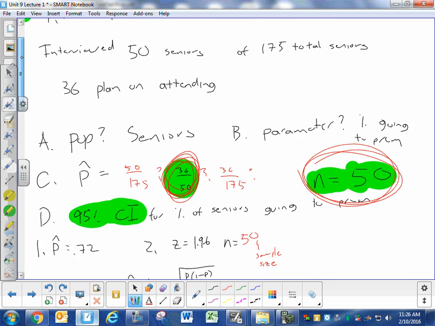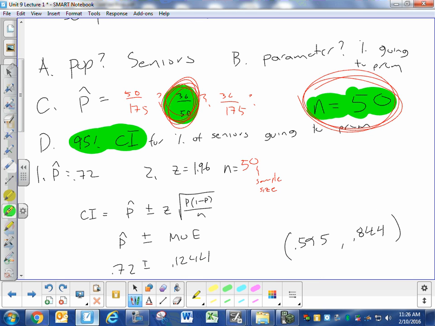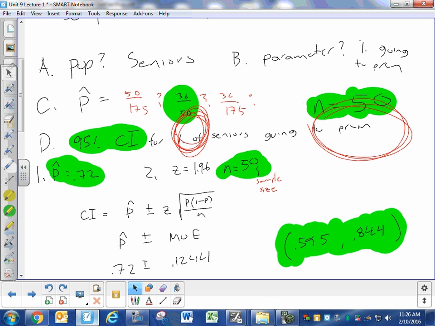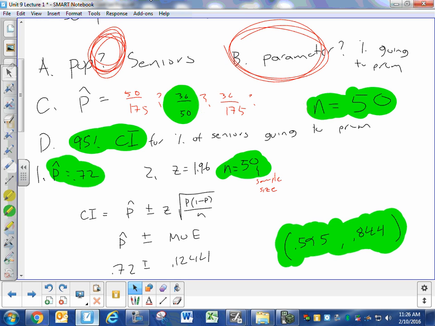We should get between 0.595 and 0.844, right, Mr. Holtz? Right. Good. Where do people screw up? People screw up with the sample size, typically. People also screw up with the P hat. 36 divided by 50, that's how we get our P hat. We use our sample for our sample proportion. We use our sample for our sample size. We didn't care that there's 175 seniors. Got that, Mr. Holt?